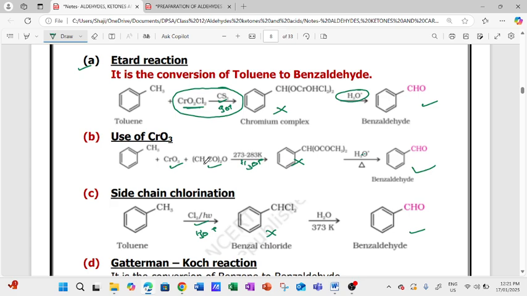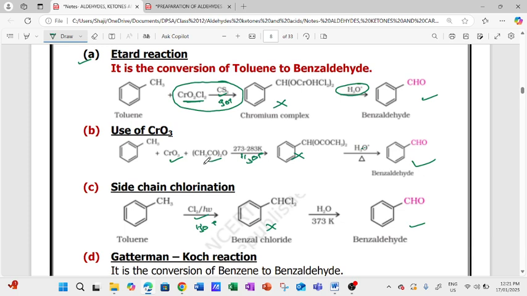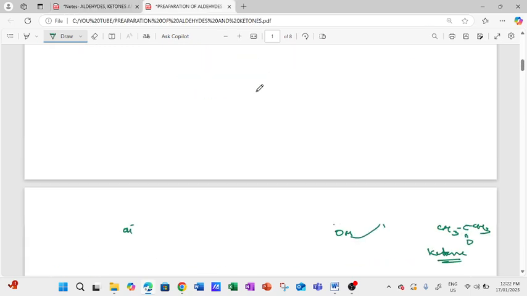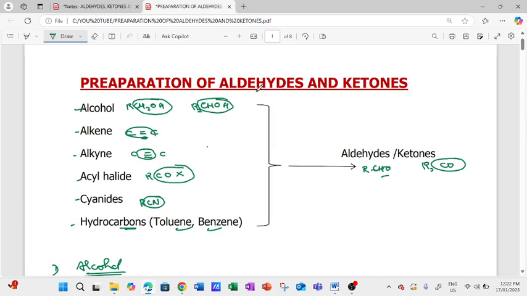So it's toluene to benzaldehyde, three methods. Only one has a particular name, called the Étard reaction. Another one, the Gattermann-Koch reaction, converts benzene to benzaldehyde by using carbon monoxide, HCl, anhydrous AlCl3 or CuCl. So these are the important methods to prepare aldehydes or ketones from different groups like alcohols, alkenes, alkynes, acyl halides, cyanides, hydrocarbons like toluene or benzene.